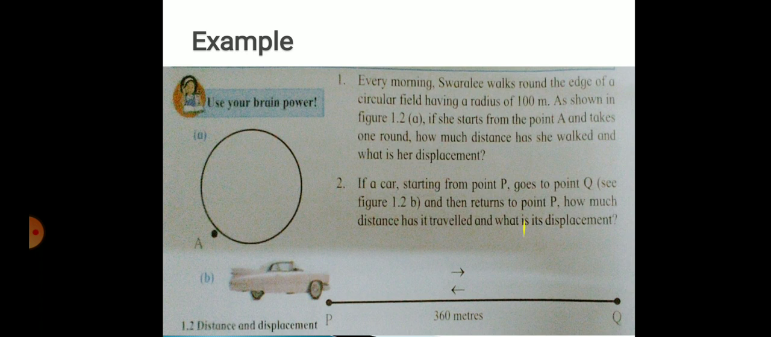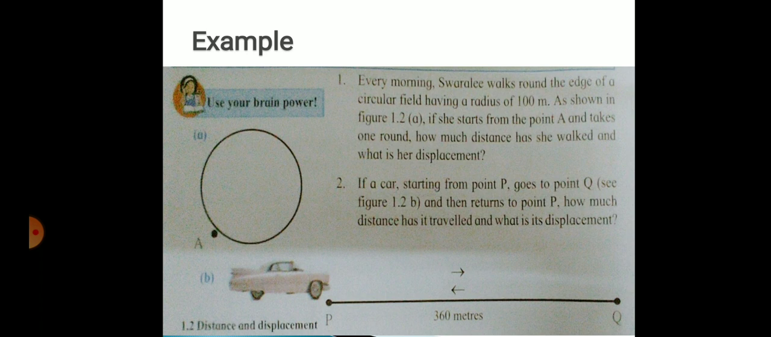So in the first example, distance traveled by Swarali is equal to 100 meter, whereas her displacement is 0 because she is starting from point A and again reaching the point A. Hence, the displacement is going to be 0.